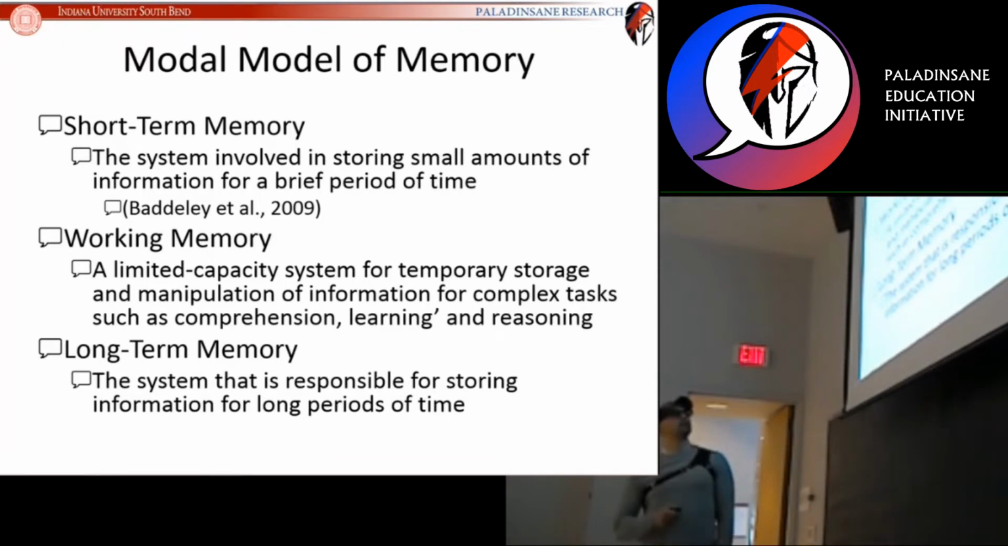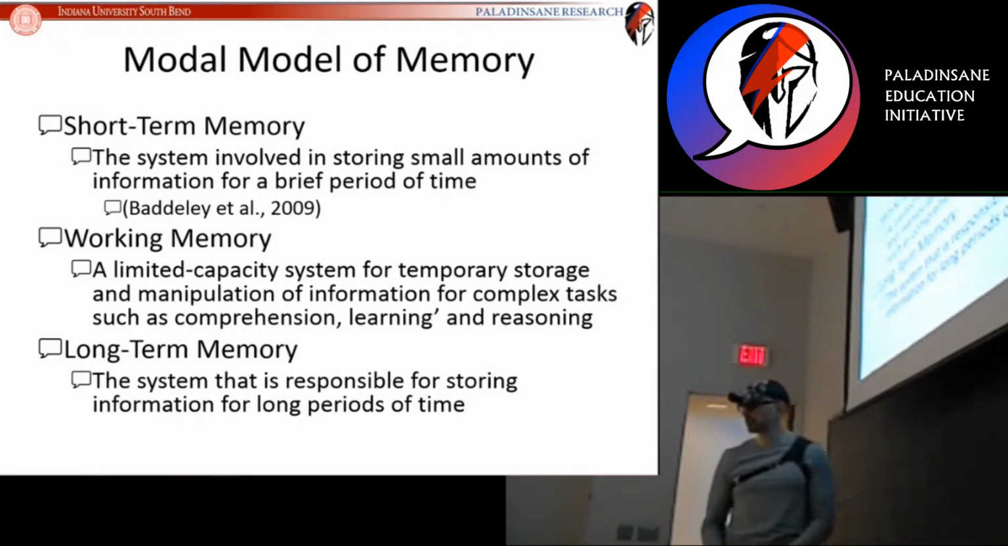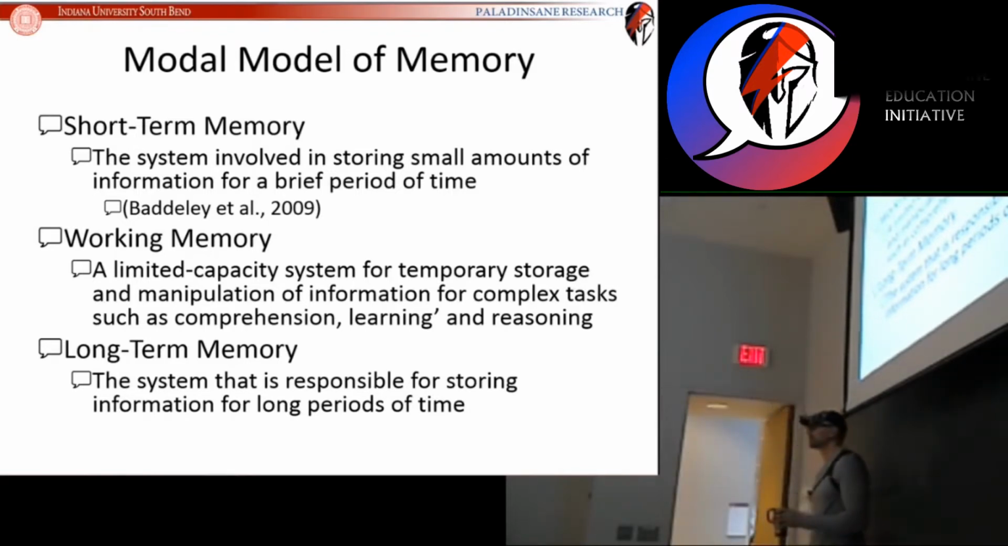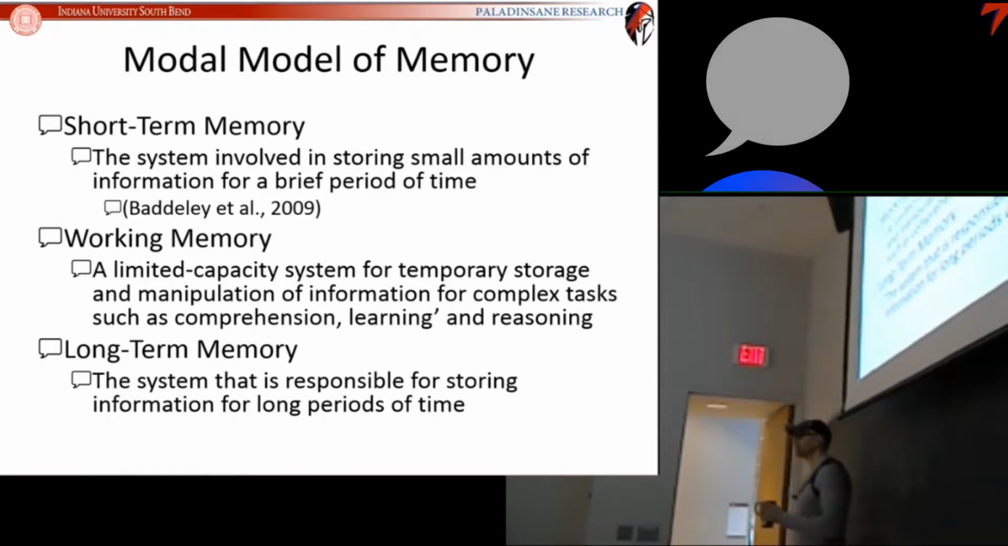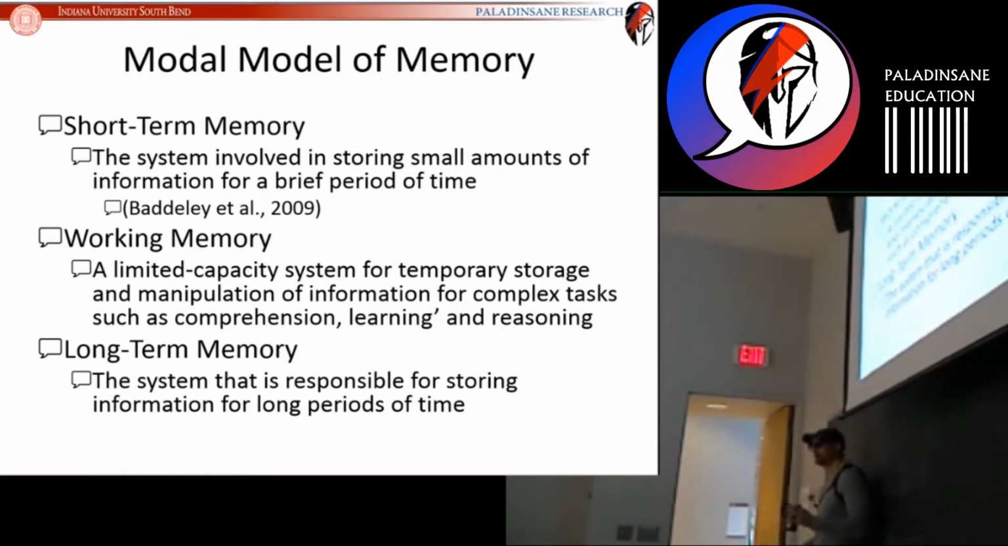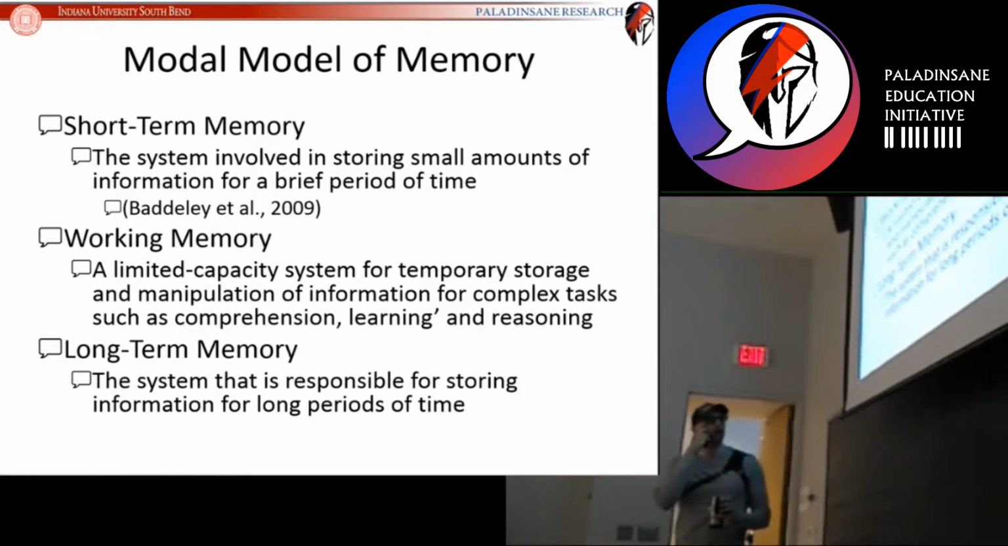And it seems to be almost unlimited in its capacity to store information. So nobody, contrary to what students might think sometimes, when you're learning new information, you will not run out of space in your long-term memory.